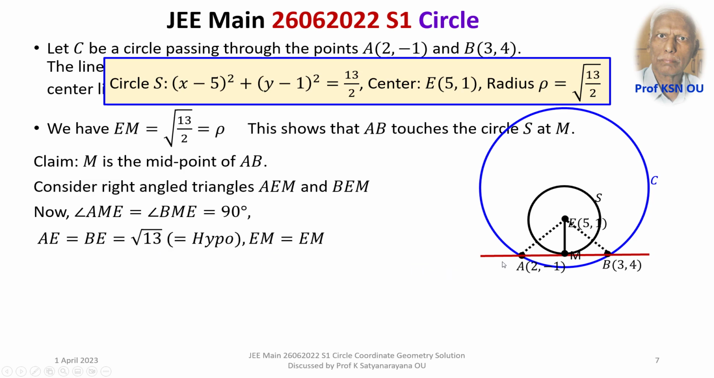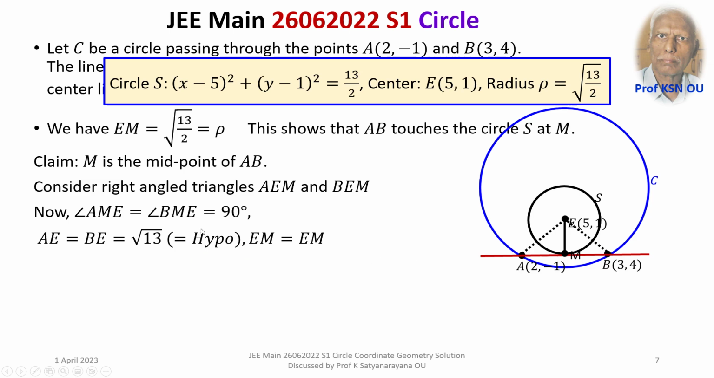How do you know AE? The coordinates of A and E are known, so you apply the distance formula. Similarly, the coordinates of B and E are known, you apply the distance formula, and you will get root 13. They are equal. And EM is equal to BM, we have already concluded that M is the midpoint of it. So EM is the common side.